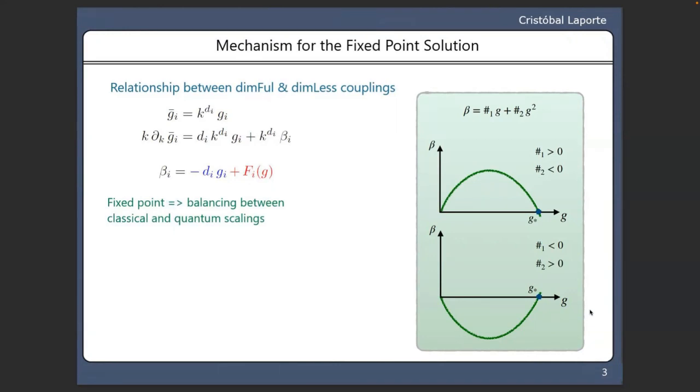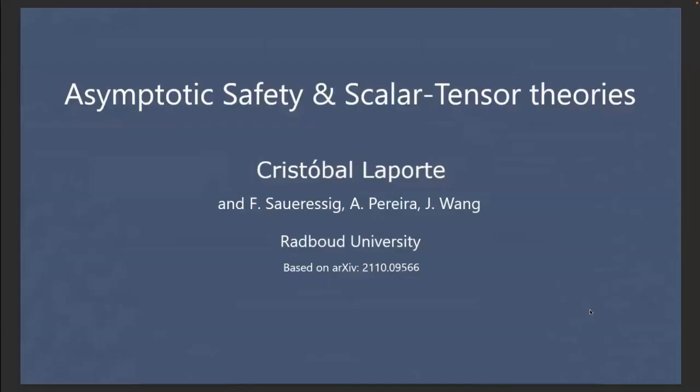Here's a very naive example: if you have this beta function with #1 and #2 being two numbers, and they carry opposite signs, you have the chance of achieving a non-trivial fixed point at zero of the beta function. And of course, one of the main goals of the program is to actually compute those numbers and see if we can find a solution of the fixed point equation. Not an easy task, by the way.